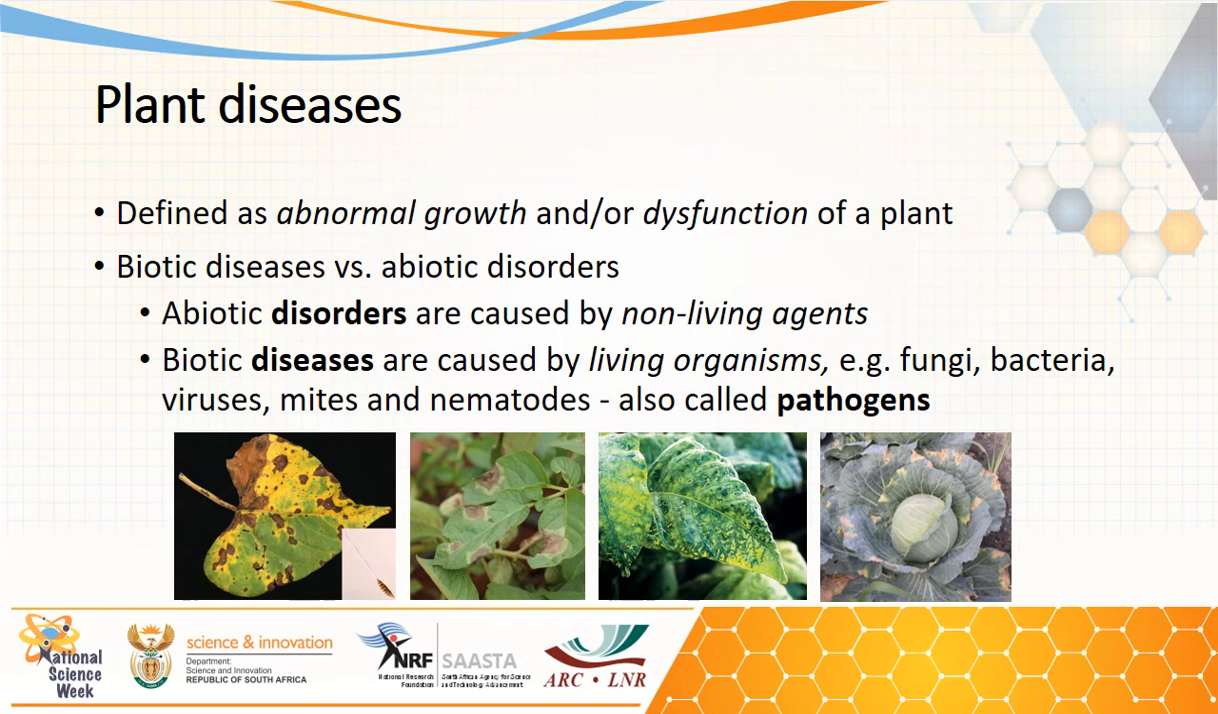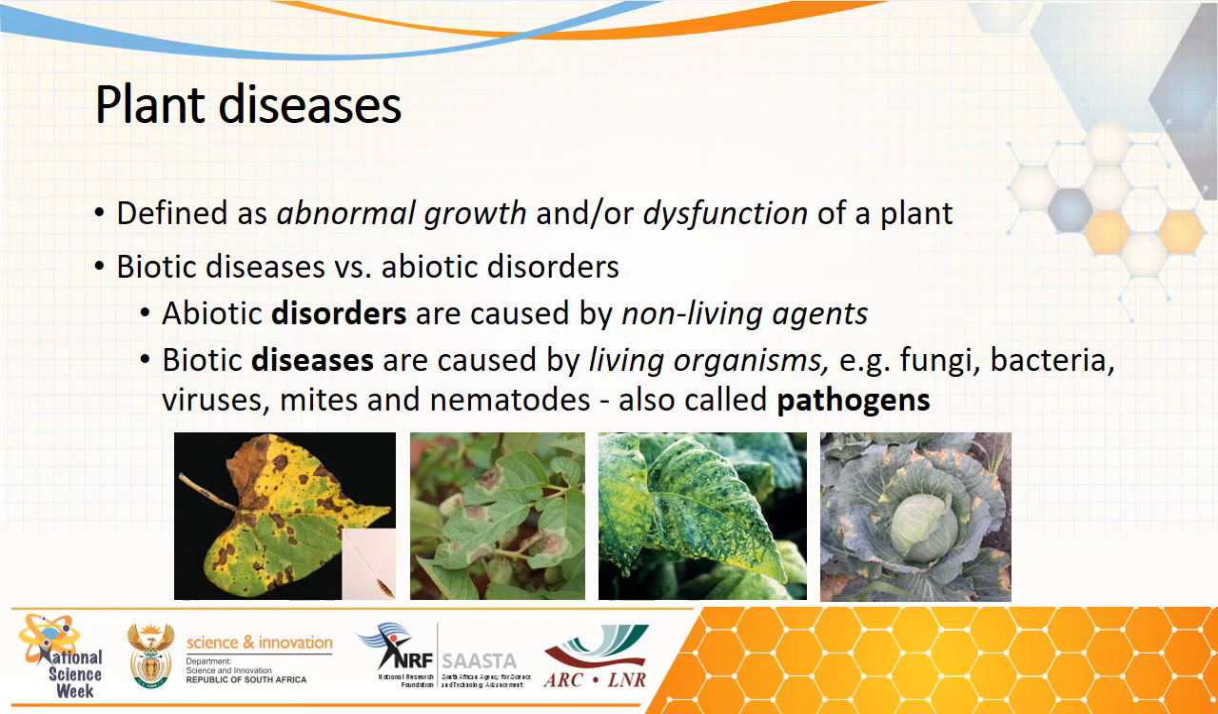Abiotic disorders are caused by non-living agents, and these are mainly linked to the environment. Examples include extreme temperatures, so either too hot, resulting in sunburn, or too cold, resulting in frost damage. Another example is chemical toxicity or nutrient deficiency that can also result in symptoms similar to those caused by plant pathogens.